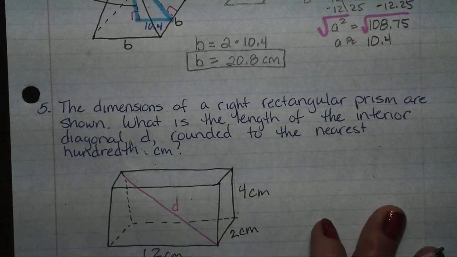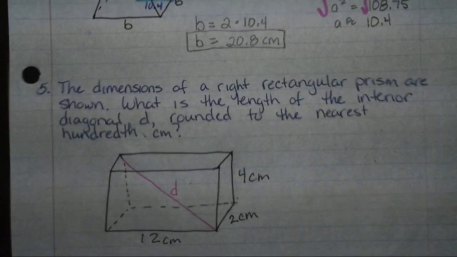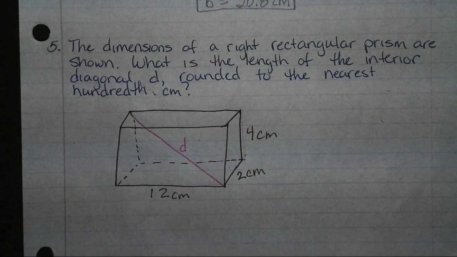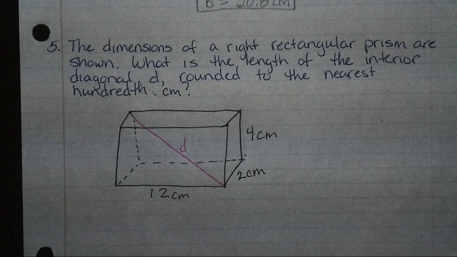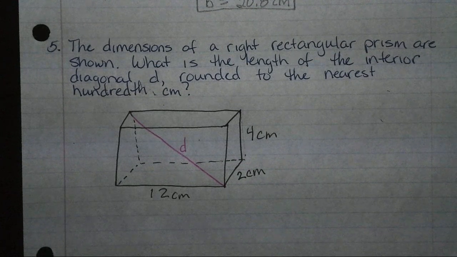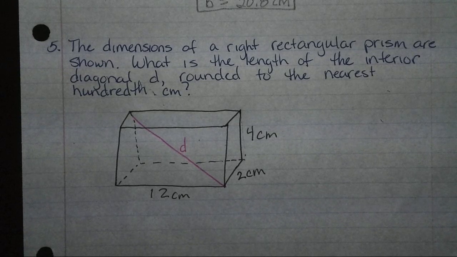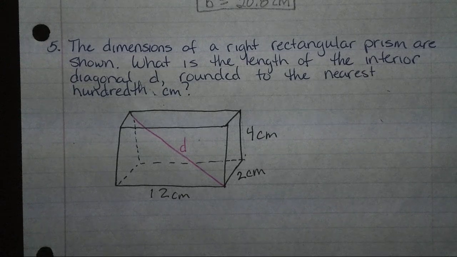All right, next question. The dimensions of a right rectangular prism are shown. What is the length of the interior diagonal D rounded to the nearest 100th centimeter? So this was one of our favorite types of questions from lesson 3. We struggled with these a lot. So if you're still struggling, you're not alone. So here's what I need you to keep in mind with these.